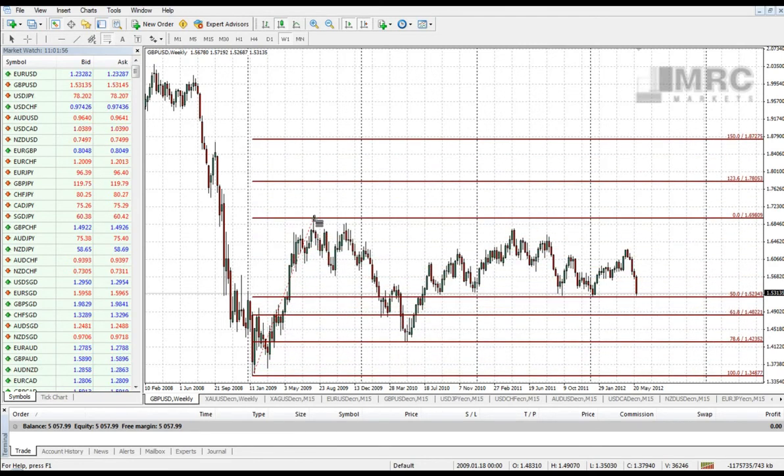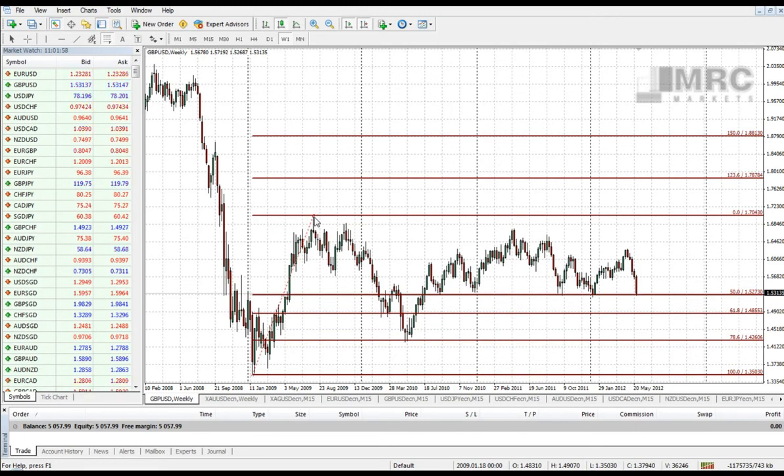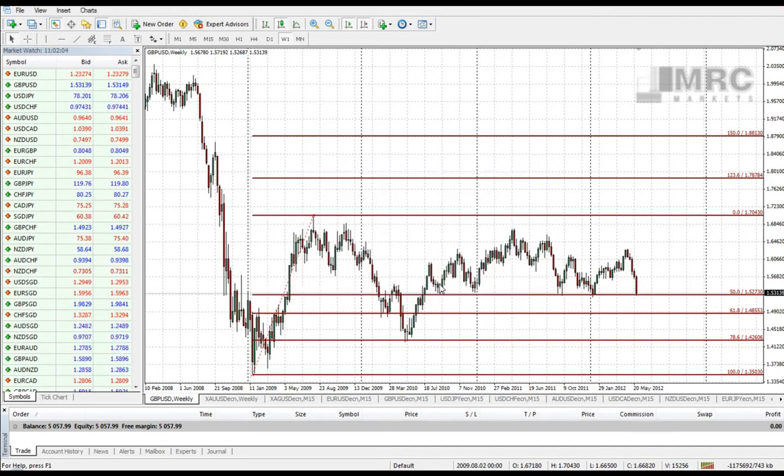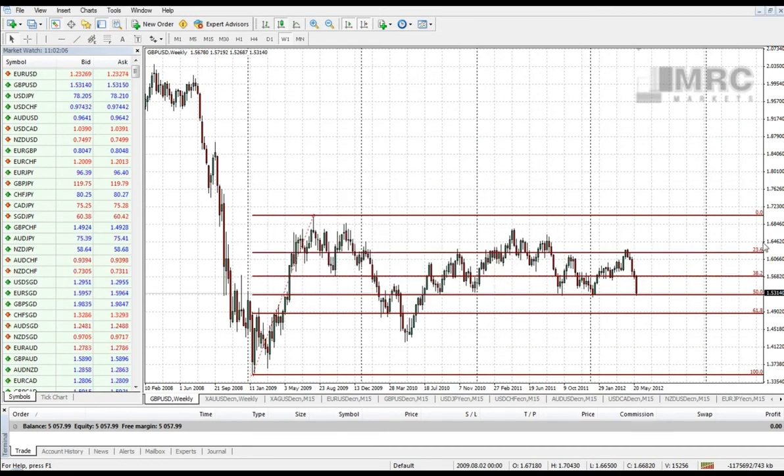I've actually got my custom settings on there, so I'll quickly switch to the default settings. The default settings automatically give you the 0% line, 23.6, 38.2, 50.0, 61.8 and the 100.0. The first retracement level is the 23.6, that's the 23.6% retracement from the whole move, and then you have the 38.2, the 50 and the 61.8.